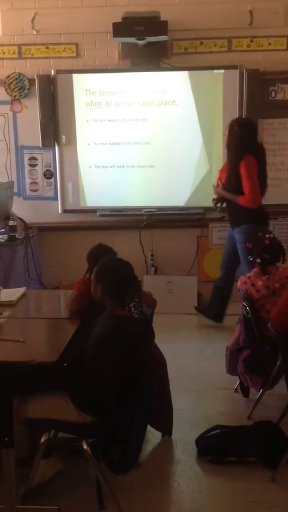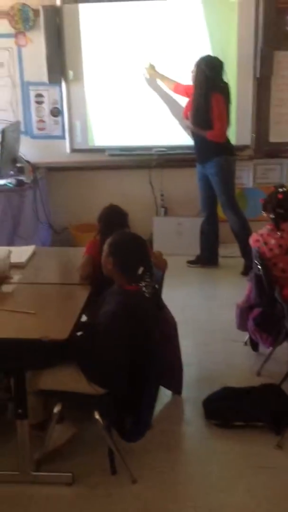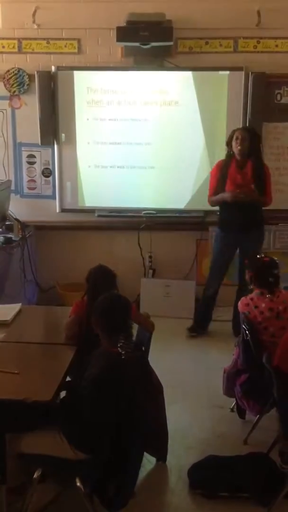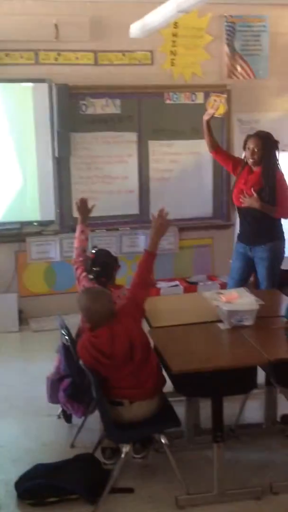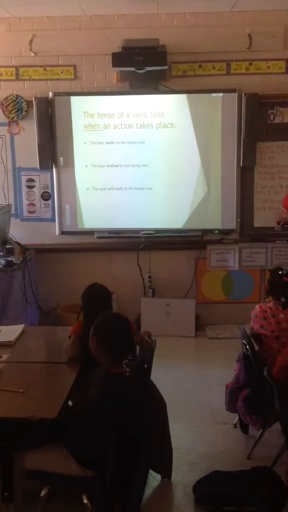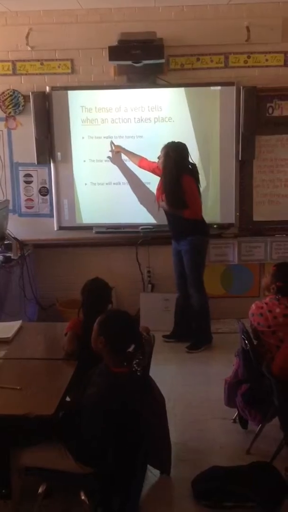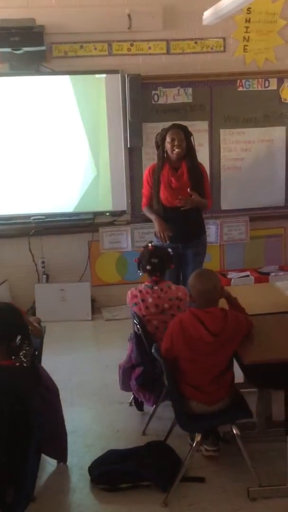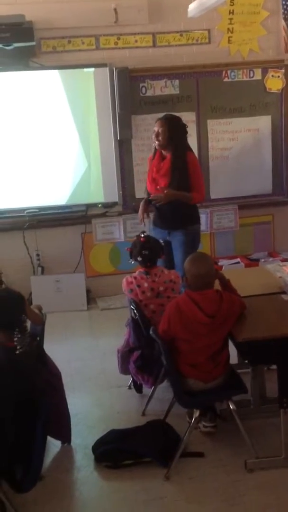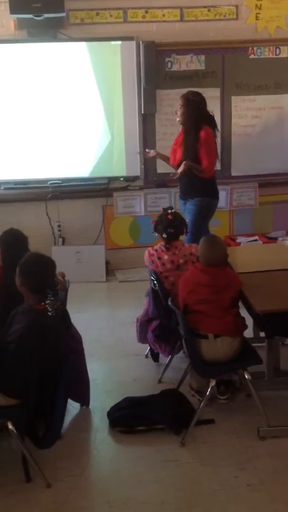So, let's read the first sentence. The bear walks to the honey tree. All right, so what's the verb in that sentence? Walks. Walks is the verb. Now, this walks tells us when the action happened. It is a present tense. That means it happens right now, or it is happening right now.